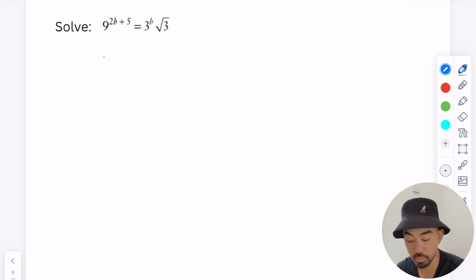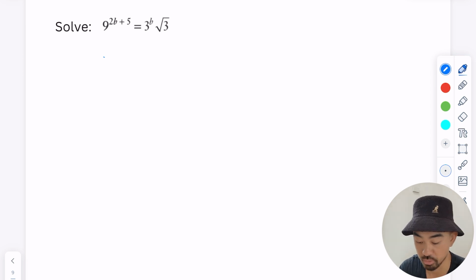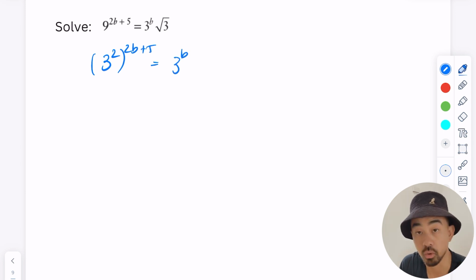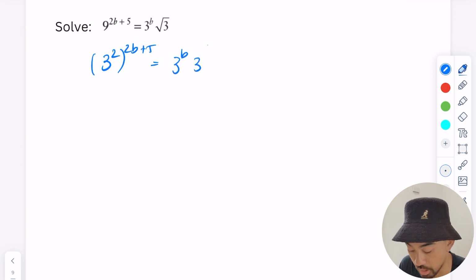All right, cool, last one here. So 9 to the power of 2b plus 5 is equal to 3 to the power of b times root 3. So 9 and 3 is base 3. So let's change that. So 3 squared to the power of 2b plus 5 is equal to 3 to the power of b times root 3. So similar to the last question, root 3 is 3 to the power of a half.